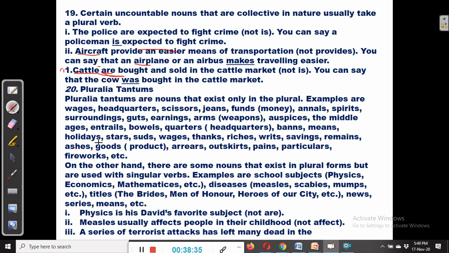Now, it appears we omitted to give examples with this one. Let's look at something like wages. Of course, you can say that wages were increased. You can say thanks are to be given. The remains were not buried, or the remains have not been buried. So when you look at such, those things always take the plural verb. Where are the scissors? Not where is the scissors.